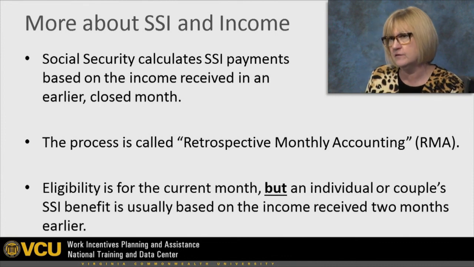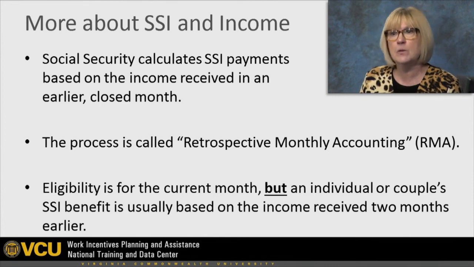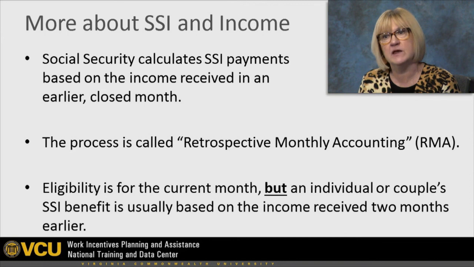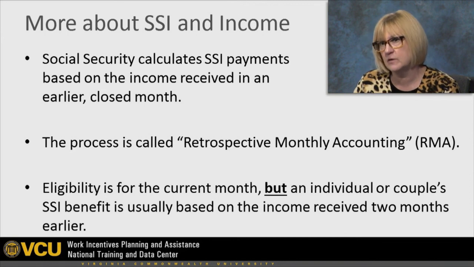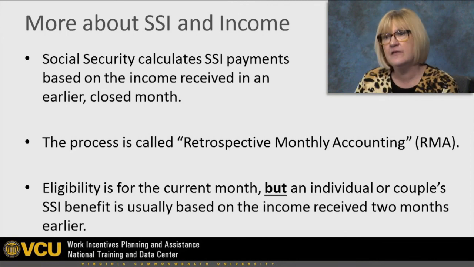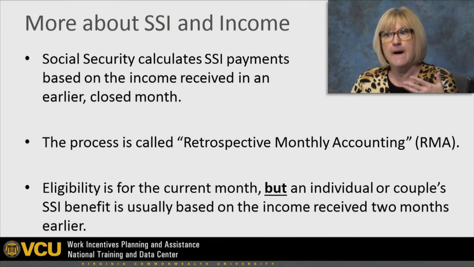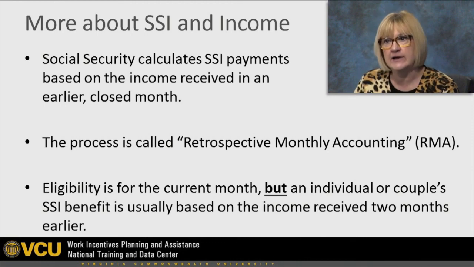And so it confuses the beneficiary, and it's something we wanted to prepare you for. It's something that the WIPA programs discuss with beneficiaries: when they can expect that SSI cash payment to be adjusted, and it's about 2 months later. Again, a complex area called retrospective monthly accounting.